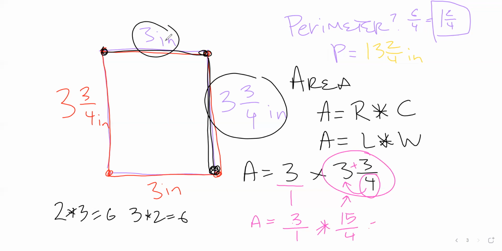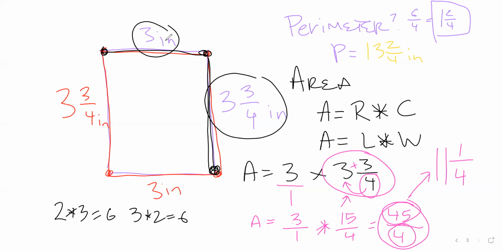Now that they're both fractions, I just multiply across the top and I multiply across the bottom. So 3 times 15 is 45, and 1 times 4 is 4. And then I have one last move here, I got to convert this back to a mixed number, which if I look at it, it looks like I can get 11 holes because 4 times 11 is 44. And 44 pieces out of 45 means I have 1 piece left over out of 4.